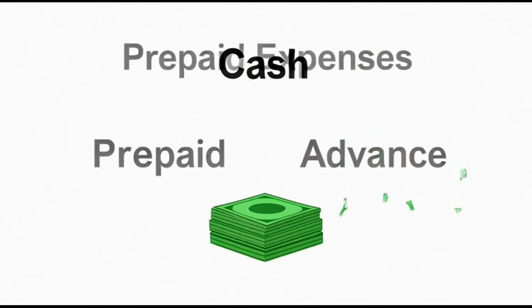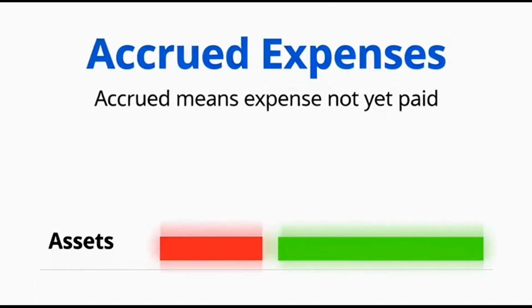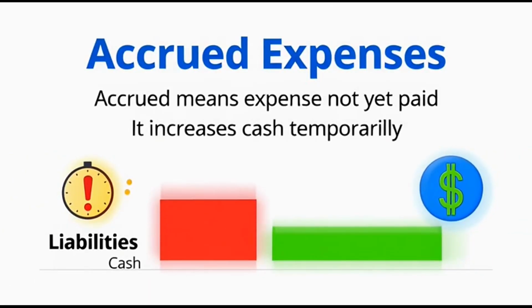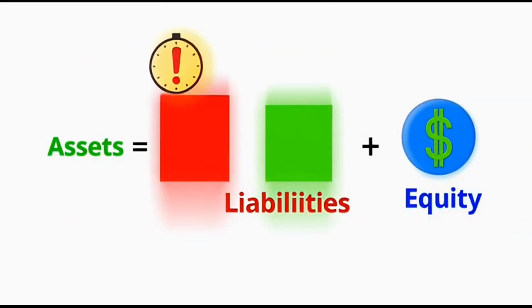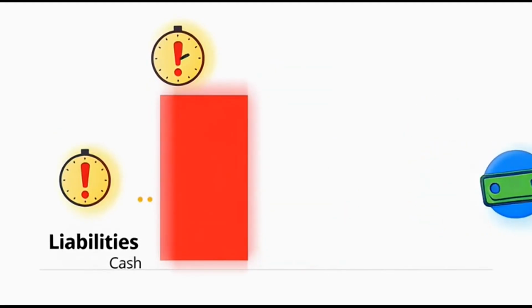Prepaid expenses: prepaid means paid in advance. It reduces cash. Accrued expenses are costs you haven't paid yet, like wages or bills. Recording them increases your liabilities on the balance sheet. This also increases your cash on the asset side. The cash will increase when you add the expense.